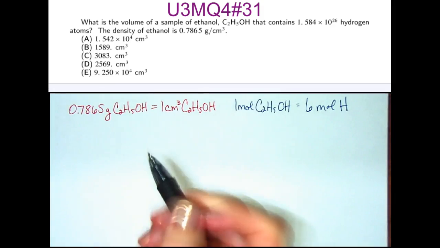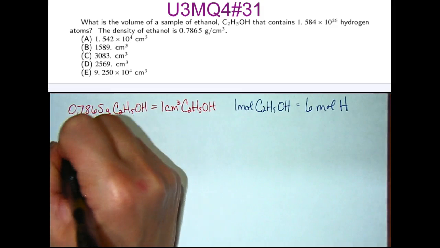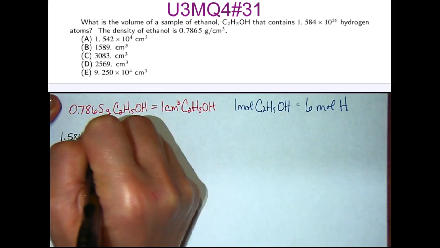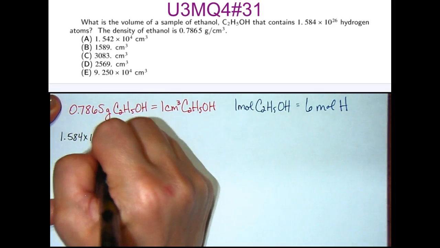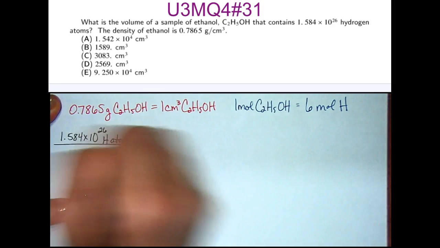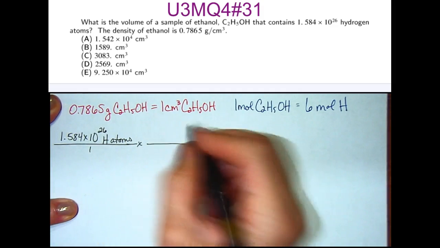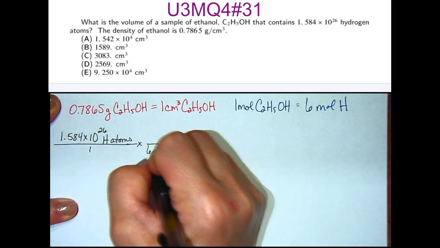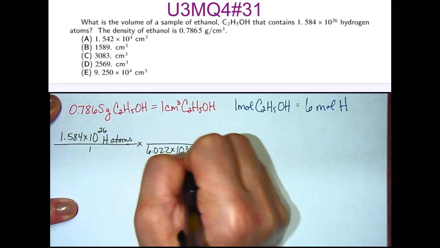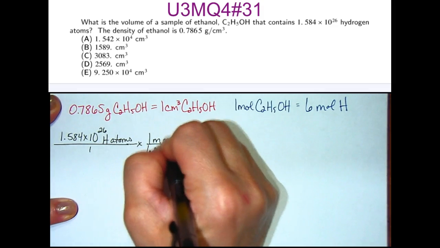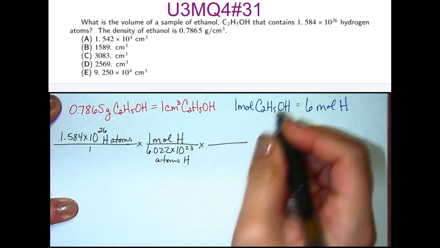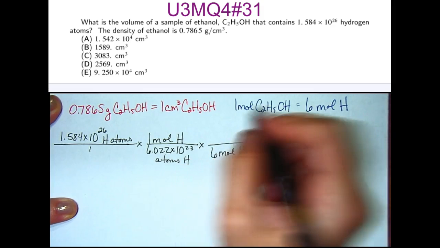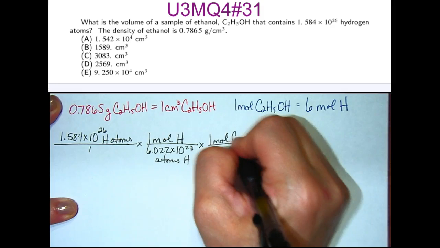Now we can take the given amount, which is 1.584 times 10 to the 26 hydrogen atoms, put it over 1, and we're going to bring down atoms of hydrogen and use Avogadro's number, 6.022 times 10 to the 23rd, which is equal to 1 mole of hydrogen. Now we can use our mole-to-mole ratio. Moles of hydrogen, there are 6 moles of hydrogen equal to 1 mole of ethanol.